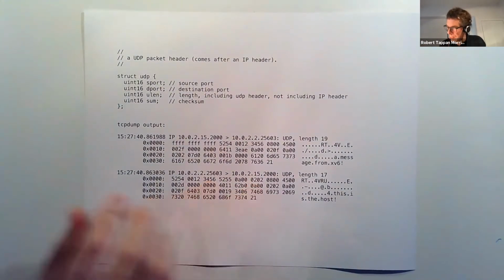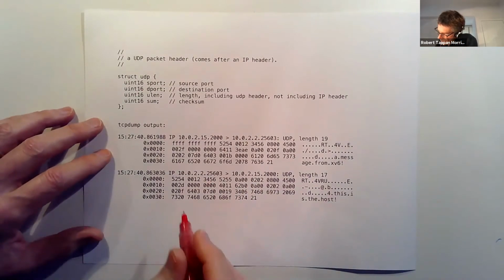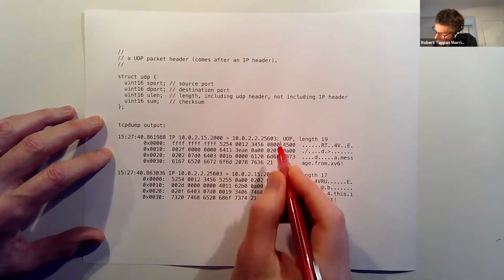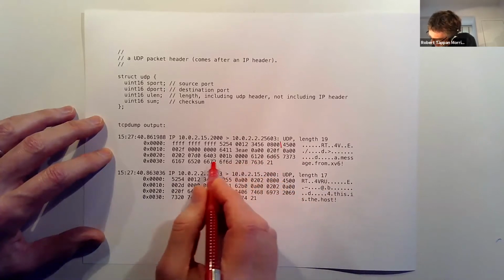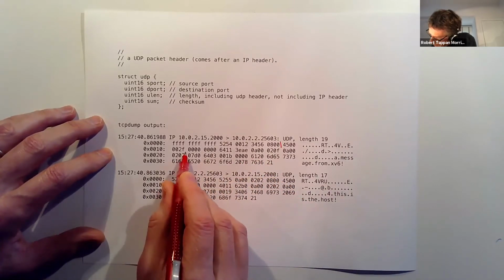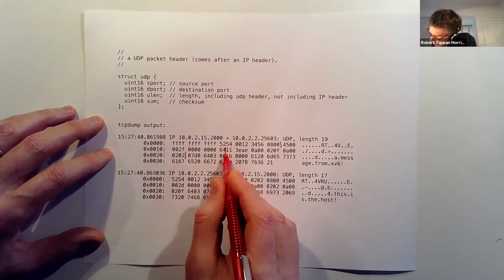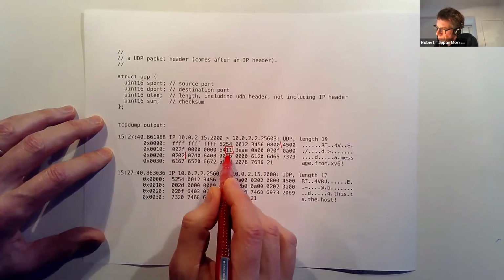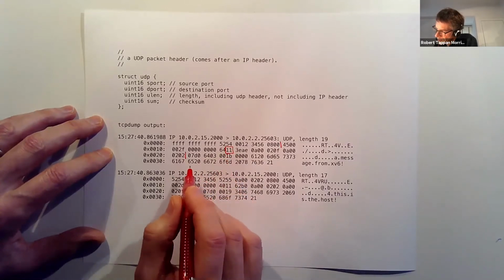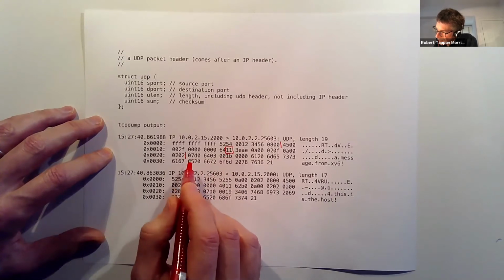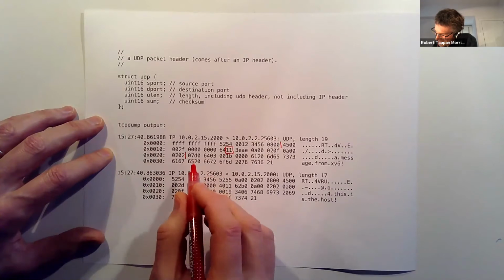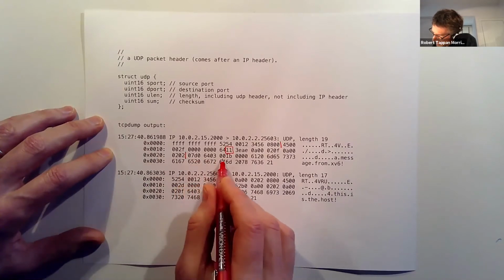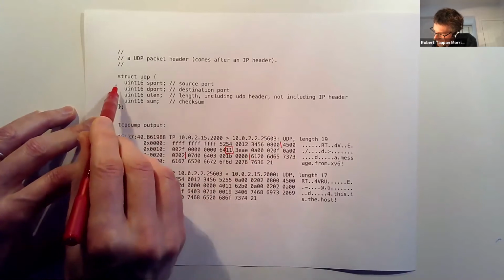I have tcpdump output for UDP also, again, taken from the lab. So again, we have an Ethernet header and a 20-byte IP header, which probably ends here. The 11 is IP protocol 17, which is UDP. So the receiving host will know to process it with its UDP software. The next 8 bytes are the UDP header, which is shown right here.